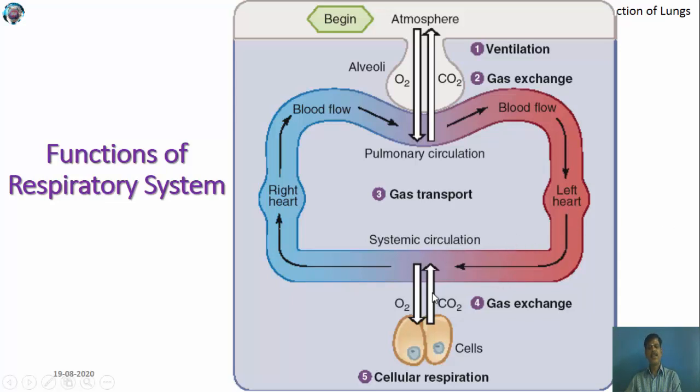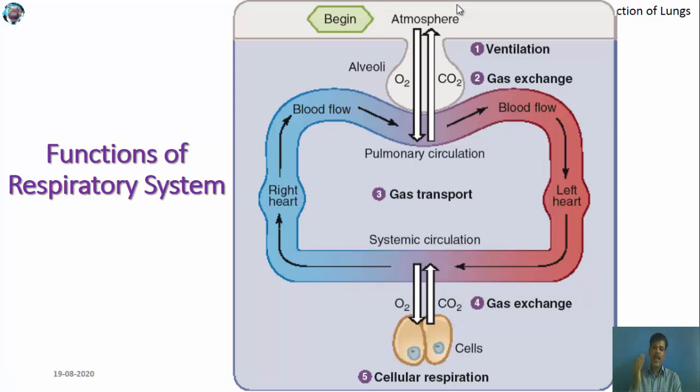Once the blood reaches the tissue, again oxygen moves from the blood to the cells, and carbon dioxide moves from the cells to the blood. Then the blood carries the carbon dioxide to the lungs, and in the lungs the carbon dioxide moves from the blood to the lungs, and from the lungs it goes to the atmosphere. So this is how ventilation, gaseous exchange, gaseous transport, and again gaseous exchange occur.